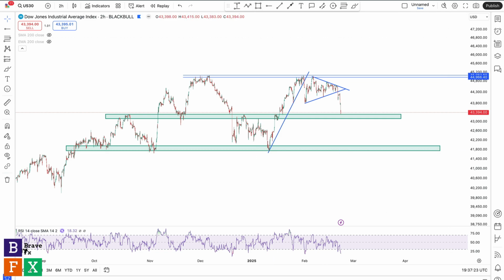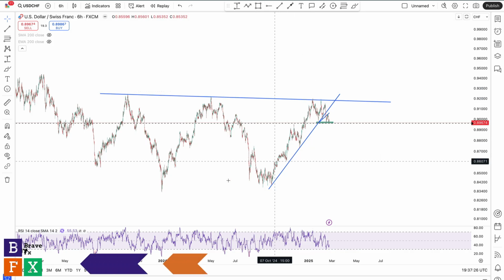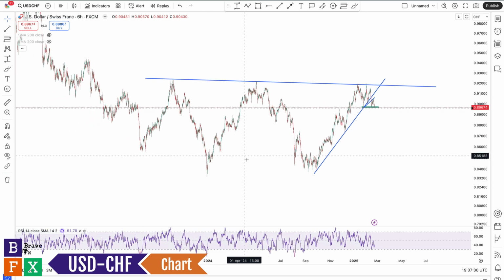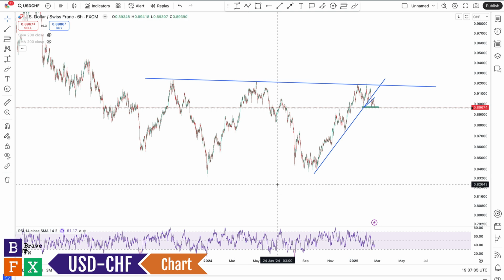Moving on, we're talking about USD-CHF. So USD-CHF, I don't really trade currency pairs, but for those who do, this is the 6 hours time frame on USD-CHF. Chart looks really good. That's why I'm sharing this.